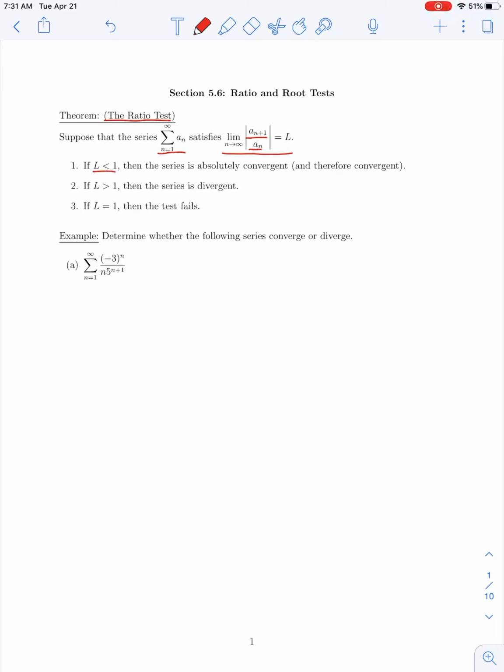The first is if the limiting value L of this ratio is less than 1, the series is absolutely convergent. If the limiting value L is greater than 1, the series is divergent. And our last case, if the number L is exactly equal to 1, we say the test fails. In this case, we have no conclusion that we can make about convergence or divergence of this series.